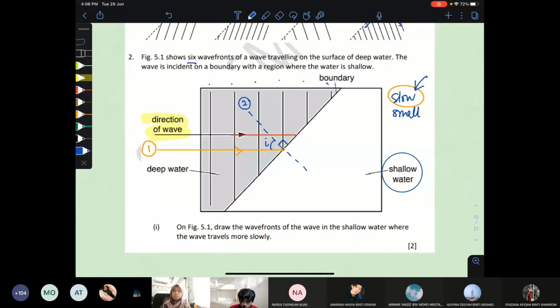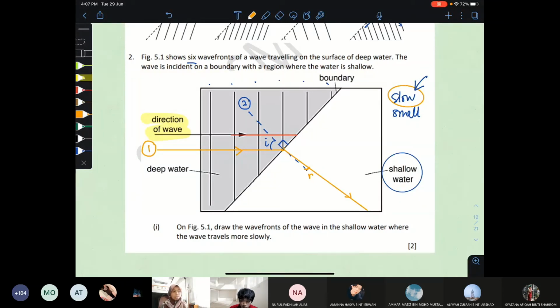Okay, I'm talking about angle ya, bukan wavelength ya. So the angle will be smaller because it moves slower. Jadi angle dia saya buat macam ni lah. Kenapa? Because I want to show ni. Angle dia smaller. Okay.